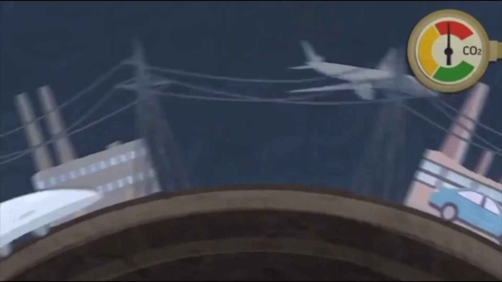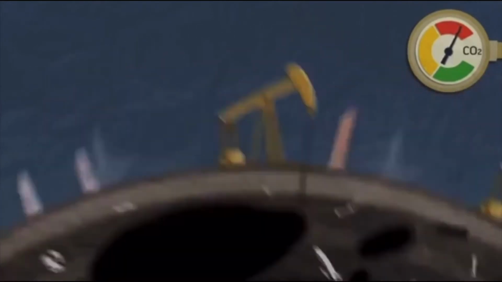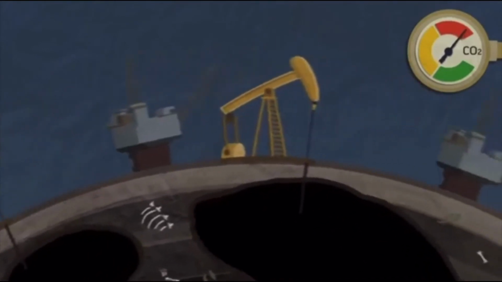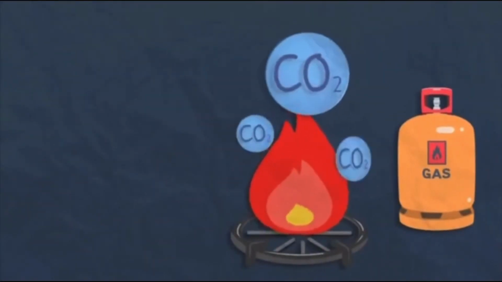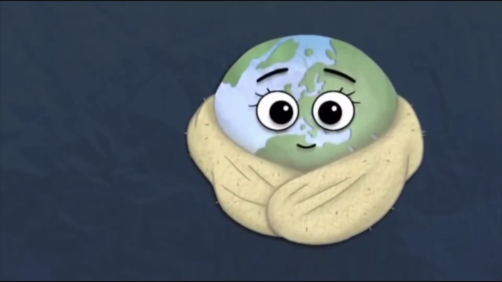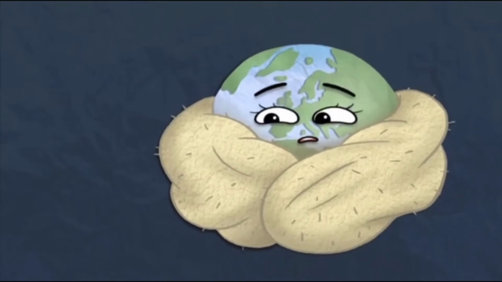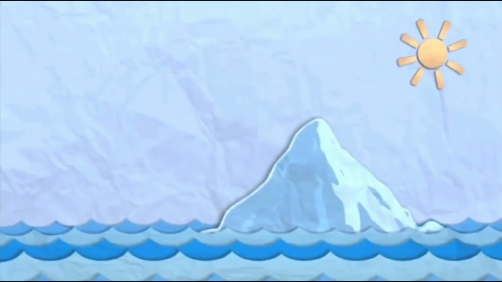We get most of our energy from fossil fuels: coal, oil and natural gas. Fossil fuels come from dead plants and animals that have been underground for thousands of years. When we burn these fossil fuels, lots of CO2 is sent into the atmosphere. And this is causing the Earth's blanket to get thicker. The greenhouse effect is trapping more heat, making our Earth warmer. This is not a good thing.